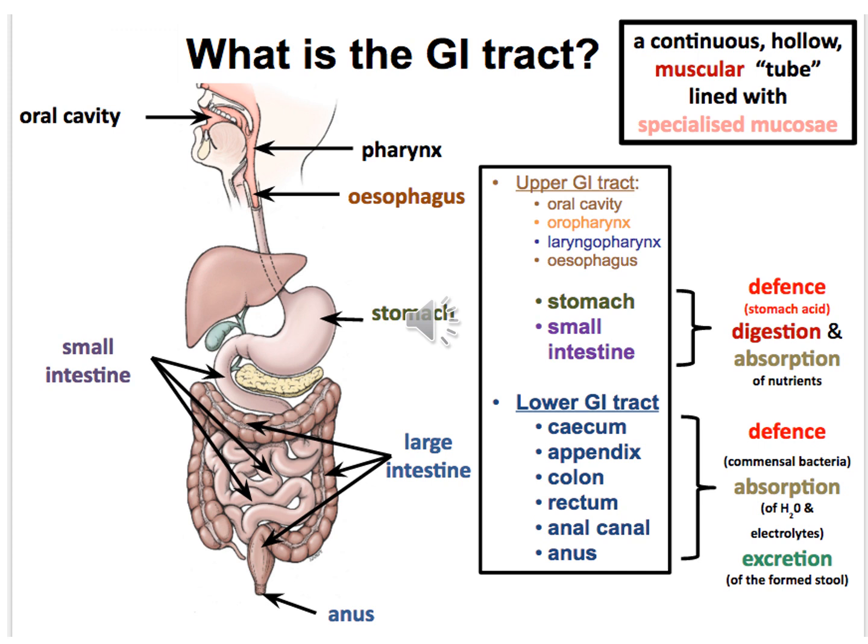Okay, each part of these two parts, the upper and lower GIT, has a specialized function. Regarding the upper GIT, it involves defense, digestion, and absorption. What is the main function?